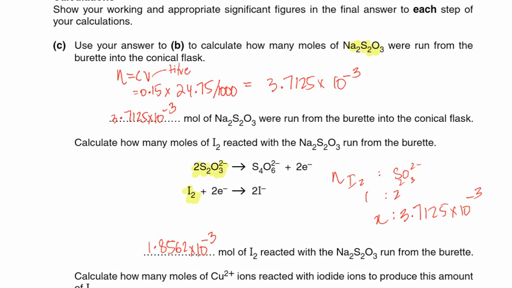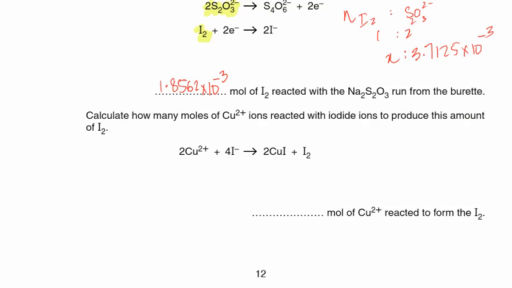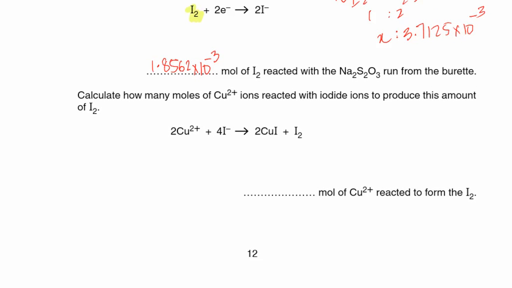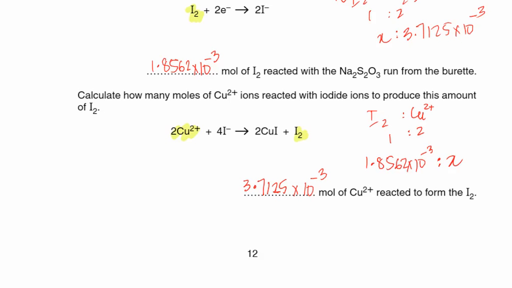Scroll up. Now they want us to find the moles of copper 2 plus, which is copper to iodine. Iodine, not iodide. So iodine to copper is 1:2, and iodine of the previous part is 1.8562 into the power minus 3 is to x, and when we multiply that by 2, we'll get the same value as before. 3.7125 into 10 to the power of minus 3. On the next page, this is, by the way, in which part? Let me go back. This is in FA3.